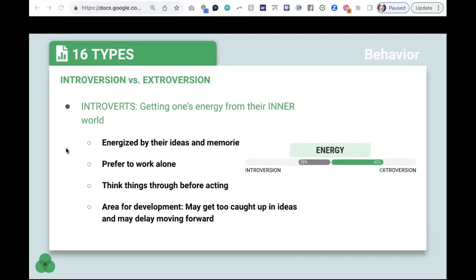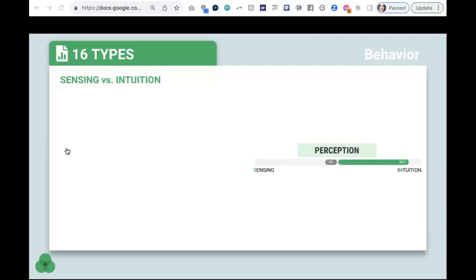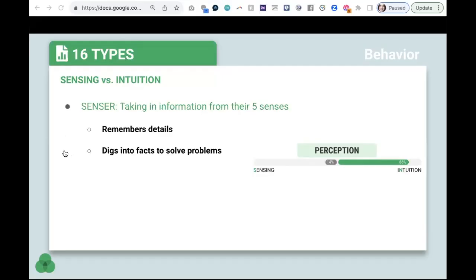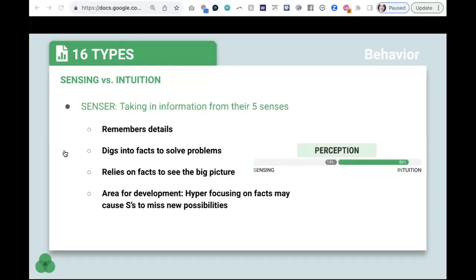It can be like, oh, now what do I do with all this stuff? Right now I have to go and organize it. So now we have to consume the information. So the sensor takes in information from their five senses, right? So a sensor is going to remember details. They're going to dig into facts in order to solve the problem. They have to understand these facts in order to then see the big picture. Super practical, right? And they learn through hands-on experience.